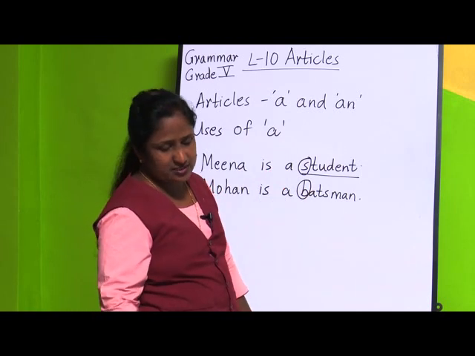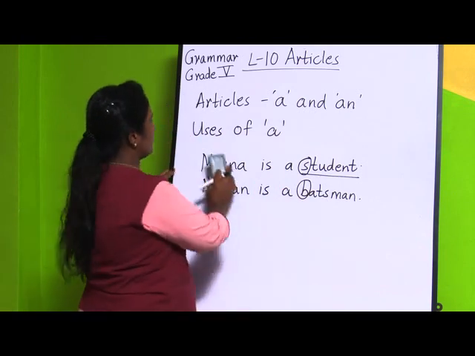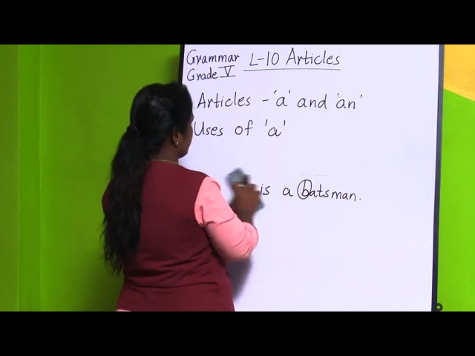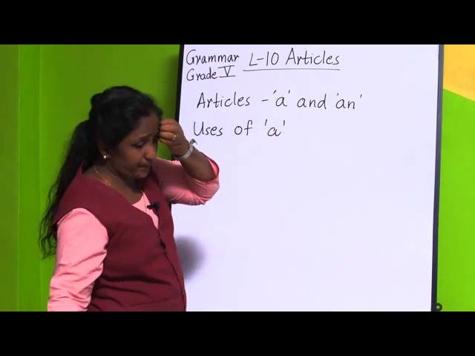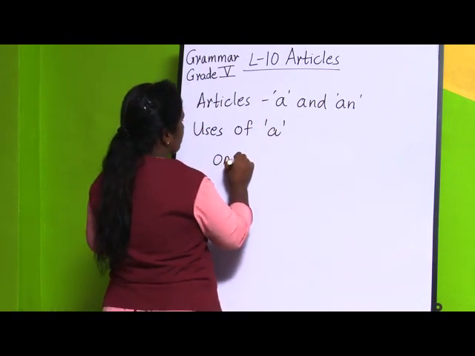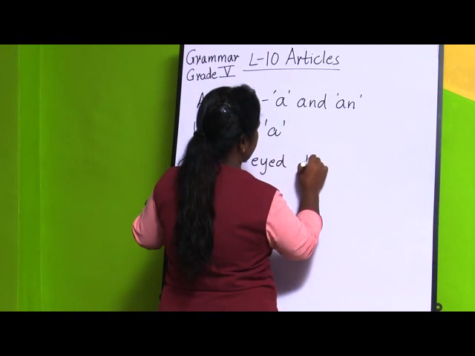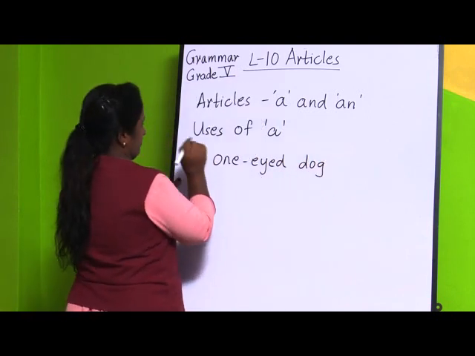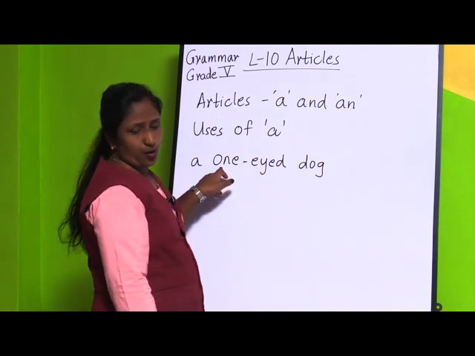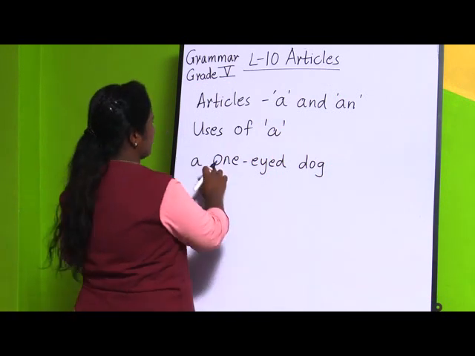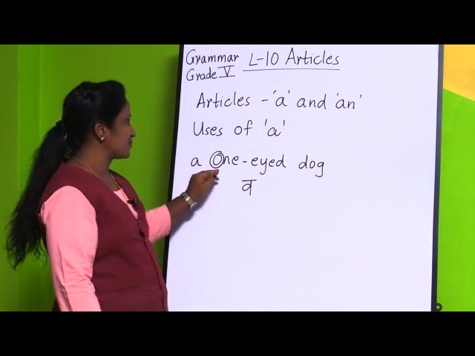This is the first thing. We also write like this: a one-eyed dog. Here you may get confused: the teacher is saying a one-eyed dog. But I have used the article a with one-eyed dog. Why? Because in one, O is pronounced as W. In Marathi we can say it like this: O is pronounced as W.